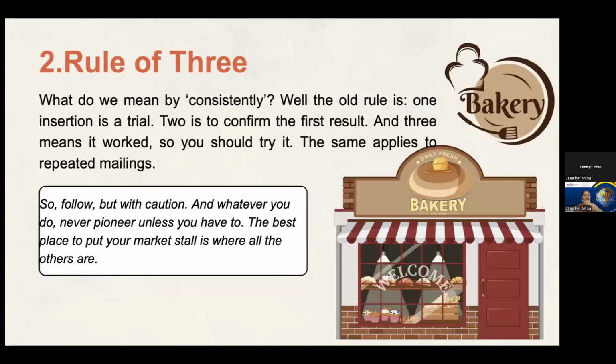So let's proceed to the rule of three. The rule of three is a guideline for evaluating the effectiveness of your advertising efforts. It suggests that to truly determine if a marketing strategy works, you should follow this sequence. First insertion, this is considered a trial run. Second insertion, this serves to confirm the effectiveness of the first. Third insertion, if you see consistent positive results after three ads, it indicates that the strategy is likely successful.